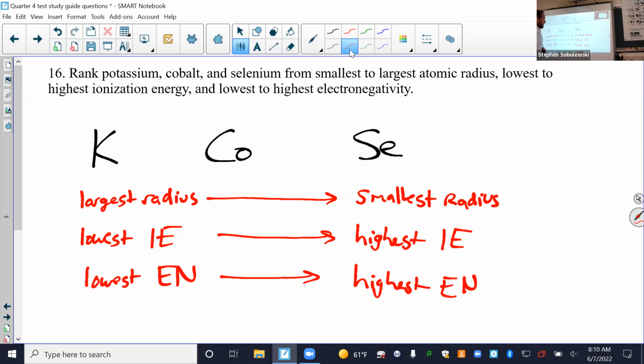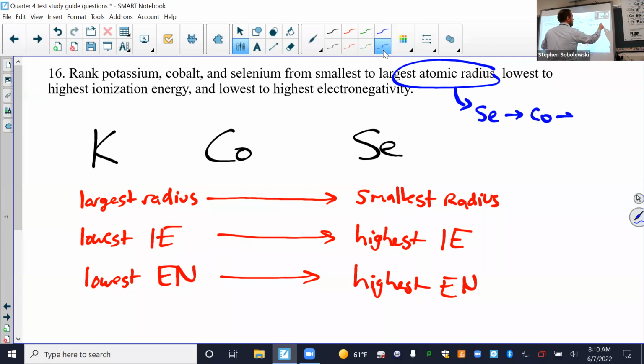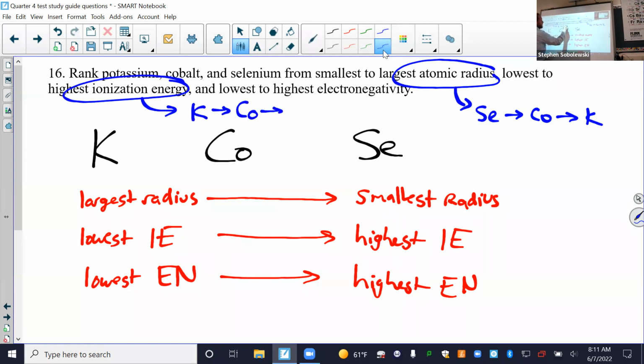All right, so again, if you wanted to get a straight up answer here for atomic radius, the trend would be Se, then Co, then K. For ionization energy, the rank would be K, then Co, then Se. And for electronegativity, it's also going to be K to Co to Se, like that.